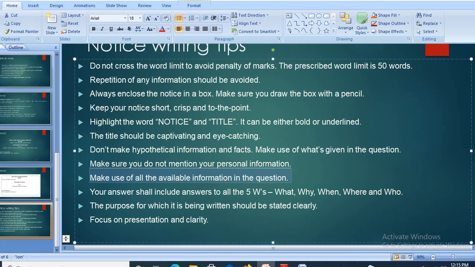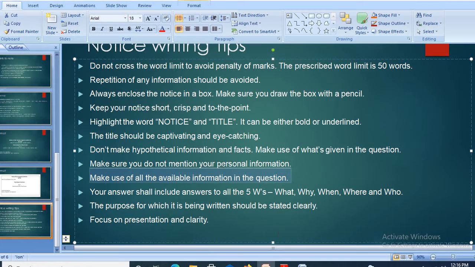Okay, your answer shall include answers to all the 5 W's. And what are the 5 W's? What, why, when, where and who. These are the 5 W's. Okay, so if you have an idea about these 5 W's, then there will be no problem as such. What, why, when, where and who.